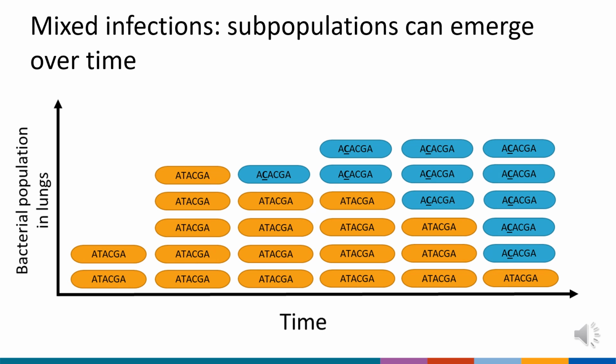So let's think some more about mixed infections. A mixed infection in a patient can be because the person was infected with a mixed population or infected multiple times with different strains. A mixed infection in a patient can also result from SNPs occurring and subpopulations with those SNPs emerging over time.